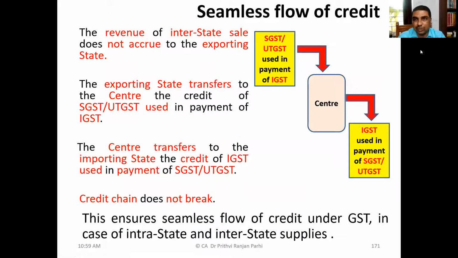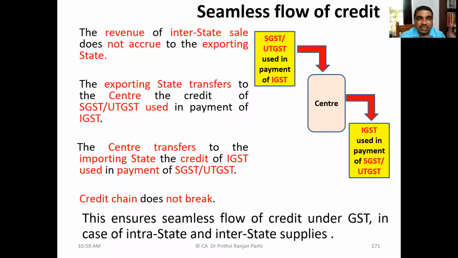Now, one more step: how revenue is distributed. You see, the revenue of interstate sale does not accrue to the exporting state. You already know that GST is a destination-based tax, right? So the state where goods are consumed will get the benefit of the tax collection. The center will give the tax to the state where goods are consumed. So suppose there is an interstate sale, who will get the benefit? The consuming state. The benefit will not accrue to the exporting state.